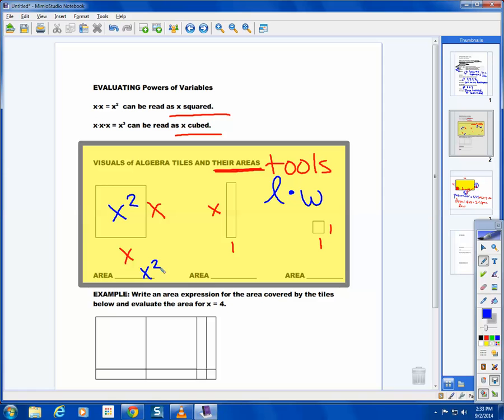How about the skinny rectangle? What are you going to multiply together there to get that area? X times 1. What is 1 times anything? That thing, right? So if I take 1 times x, what have you got? X.